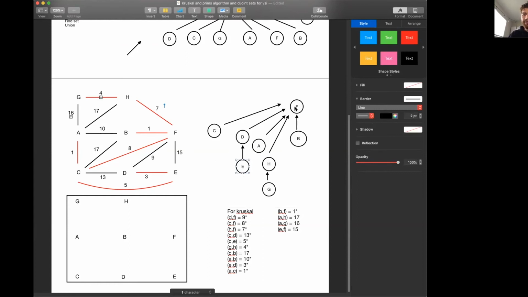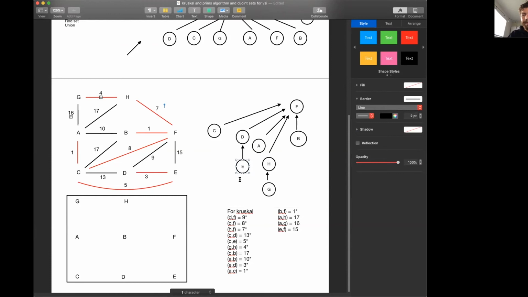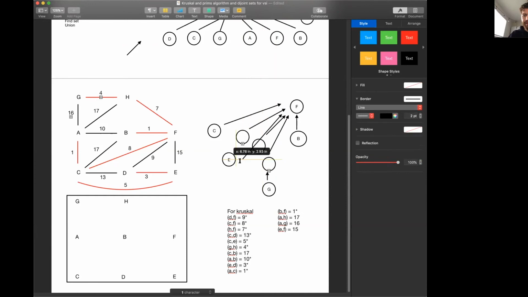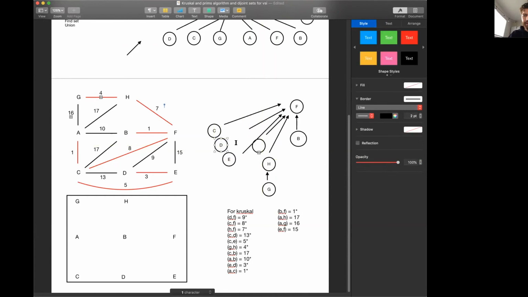But is path compression going to happen when I call find set on E? Since E is not pointing directly to F, I need to make it point directly to F, and that's what path compression is. So E, instead of pointing to D, will start pointing directly to F. And again, this got pretty messy.